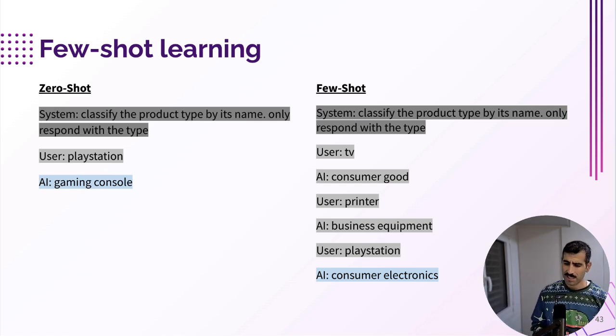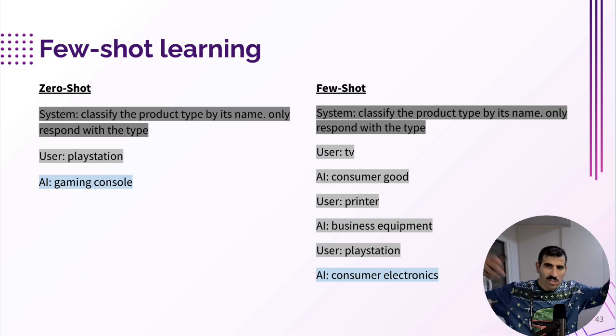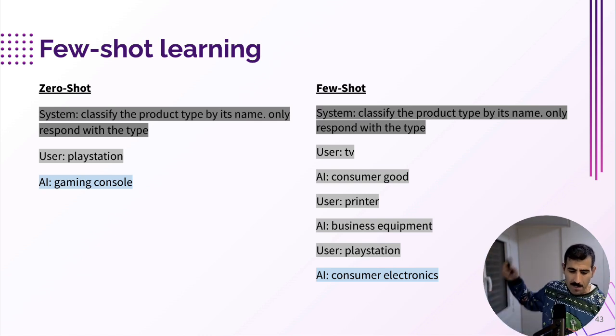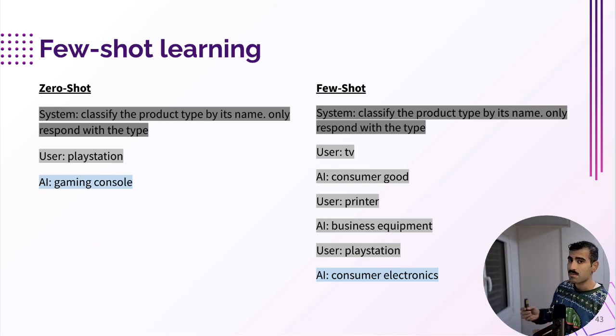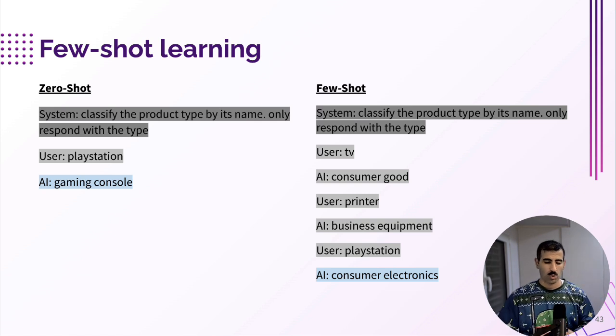So, classify the product by its name, the same system prompt. But when I say TV, you say consumer good. TV, consumer good. And we just play with it, right? When I say printer, you say business equipment. Printer, business equipment. When I say PlayStation, you say... and then the model suddenly used a very different language. It said consumer electronic. Alright, so both of the answers are correct. But the second answer is more in the vibe we are looking for, which is consumer electronic, right?